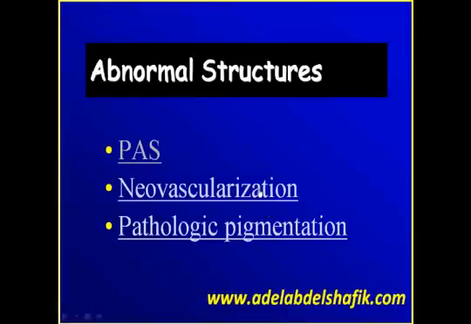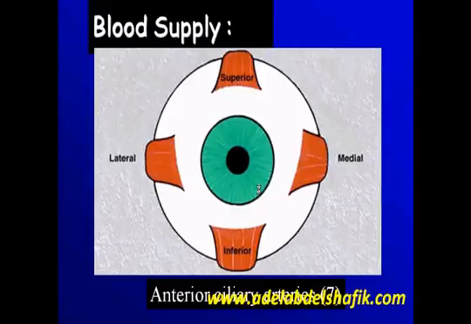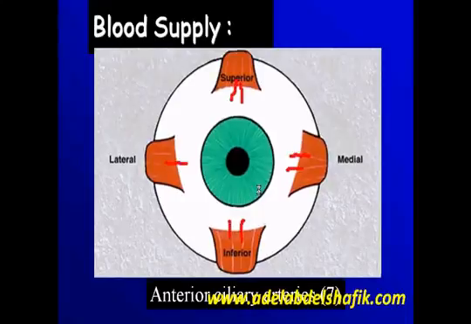The second is new vessels. Sometimes we see vessels in the angle, and we have to differentiate between a normal vessel that can be seen in the angle and abnormal vessels. To know the normal vessel, let's see the anatomy again. We have a group of anterior ciliaries, they are 7. We get 2 vessels coming from each of the 4 recti, except the lateral rectus will give us 1.